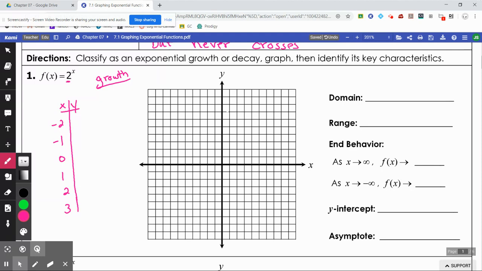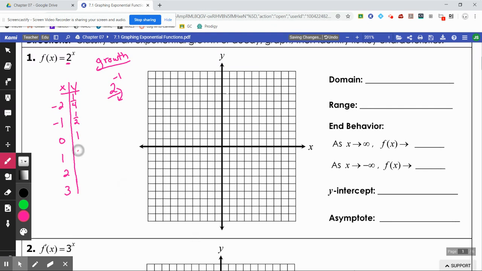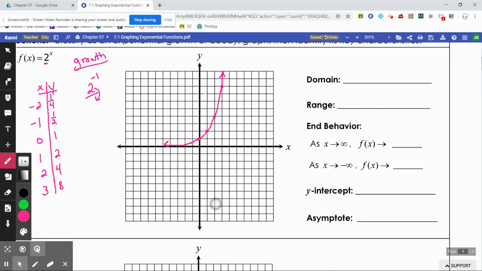Just a quick reminder, to plug -2 in for x, that'd be 2 to the -2 power. You will have a fraction bar, bring it to the bottom, and that'd be 1 over 2 to the +2, which is 1 over 4. You do the same thing when you plug in a -1. 2 to the -1, bring it to the bottom, that'd be 1/2. Anything to the 0 power is 1, and then you have 2 to the first, 2 to the second, 2 to the third, and now let's plot these points. And here you get a look at what the graph would look like.